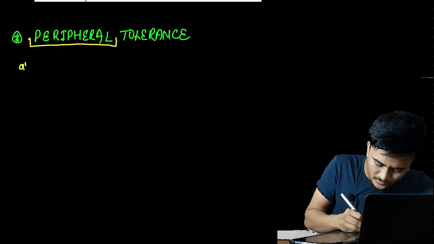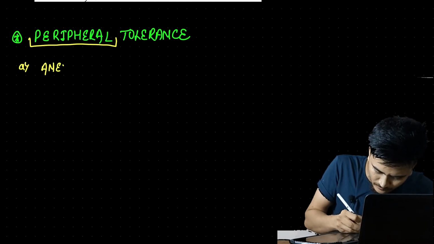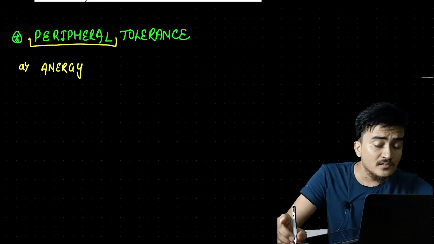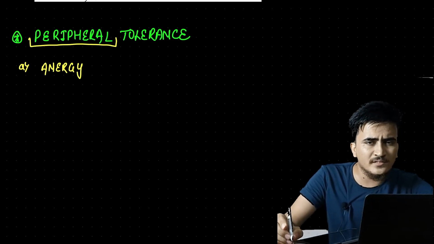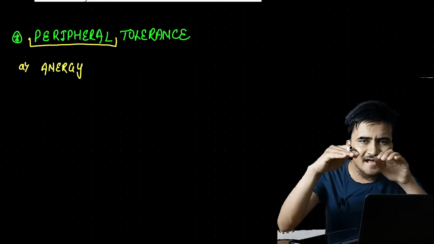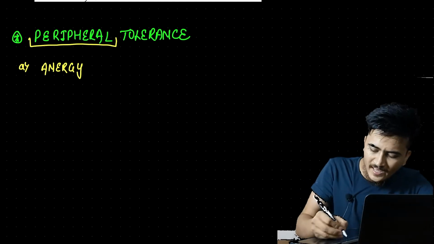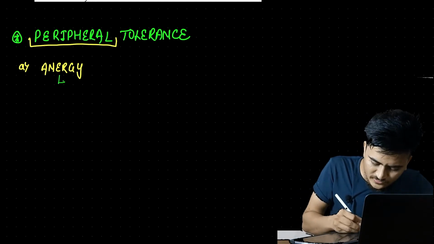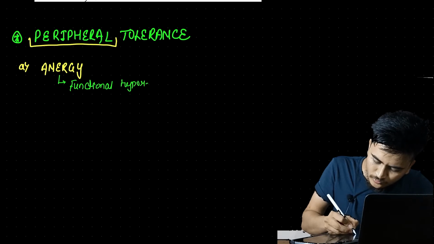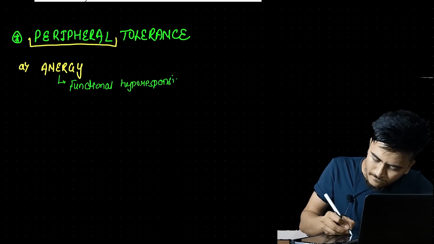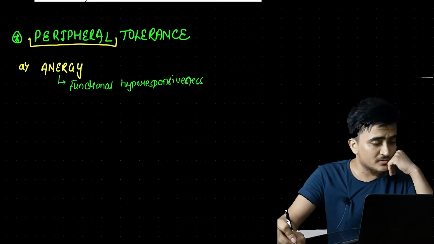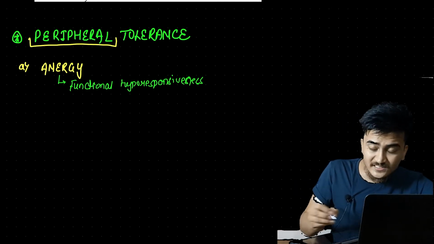So at first we would like to mention anergy. What is anergy? Anergy simply means reduction in function, or we can say functionless, or functional hyporesponsiveness. That means functionally it has reduced its responsiveness. So anergy is functional hyporesponsiveness. Now let us talk about the mechanism through which this anergy takes place.